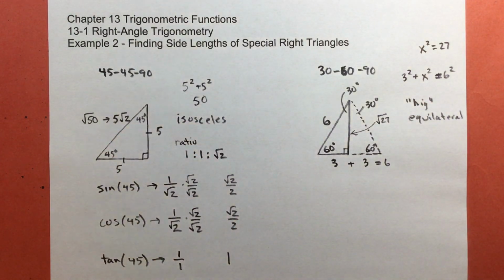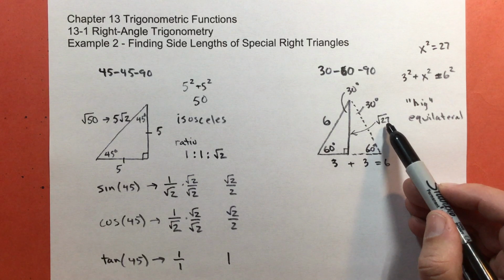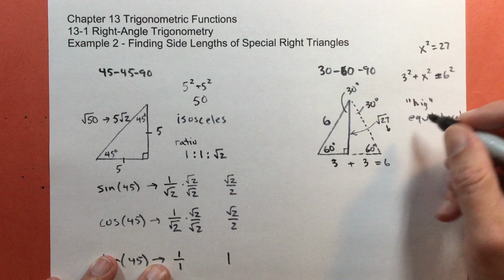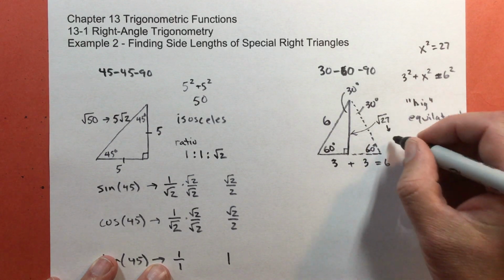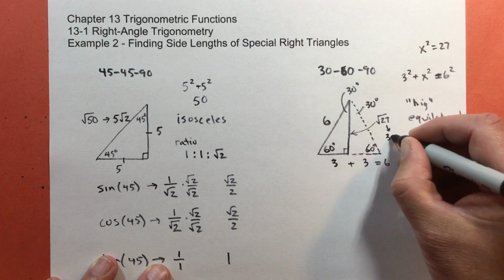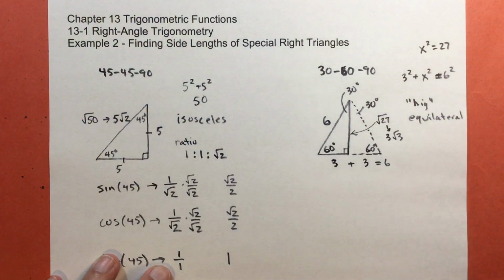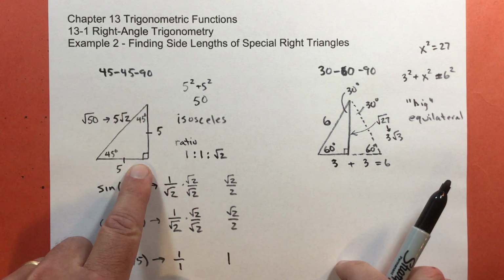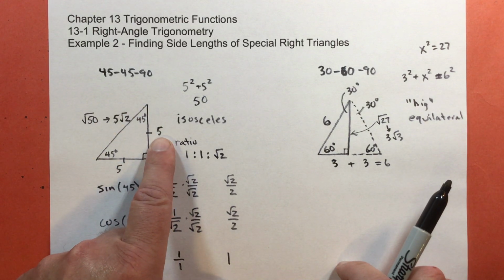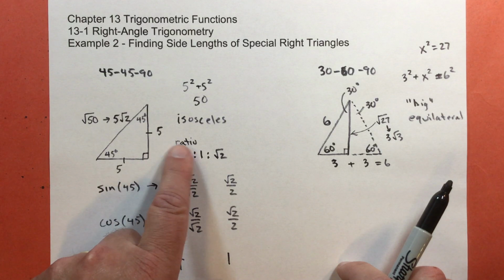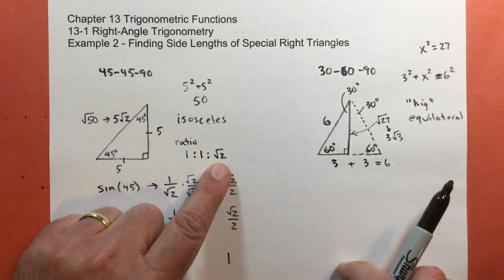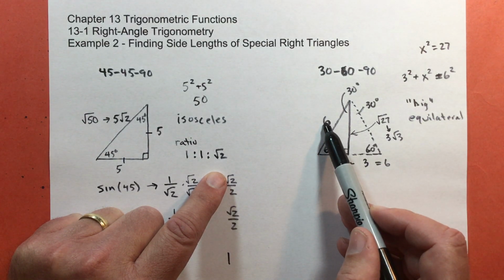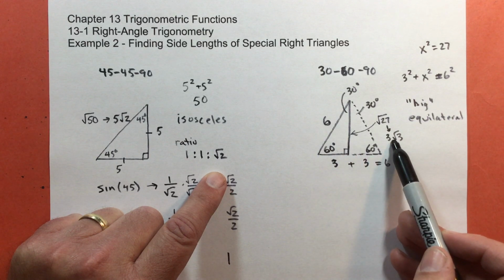But check this out. The square root of 27 can be simplified. This can be simplified, square root of 9 times the square root of 3, and the square root of 9 is 3. So this is 3 times the square root of 3. So just like I was able to simplify this triangle over here, I picked 5 to start with to explore it, and I found out that I can reduce it to a ratio of 1, 1, square root of 2. This is 3 times 1, this is 3 times 2, and this is 3 times the square root of 3.